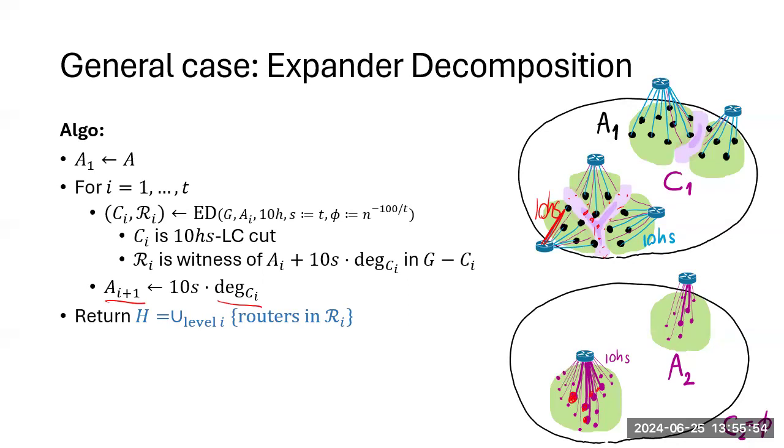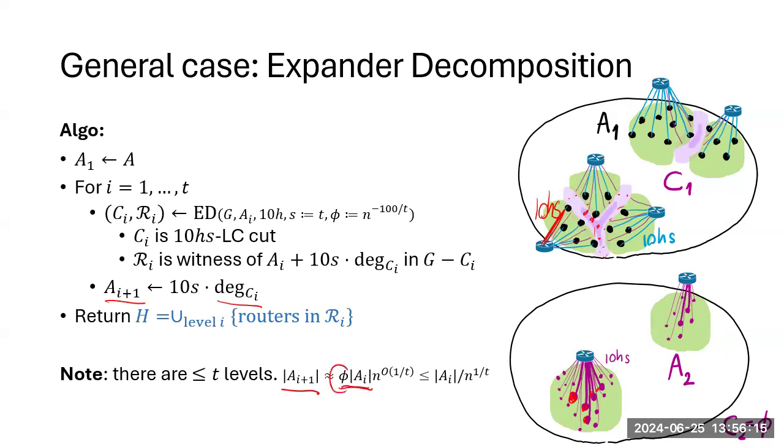So in this picture, there are two levels, but you can actually see that there will be at most T levels. The reason is that the size of AI plus 1 is like the cut size, which is like 5 times AI. But you can set phi here to be small enough. In this case, we set it so that the size of AI plus 1 is smaller than the size of AI by something like n to the 1 over t. So after t rounds, then it's empty.